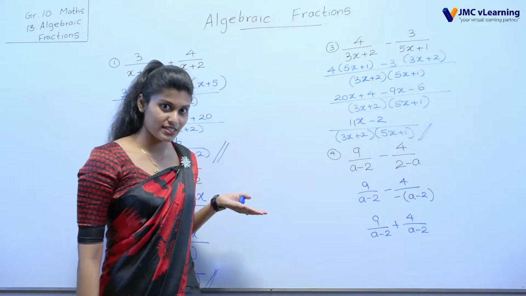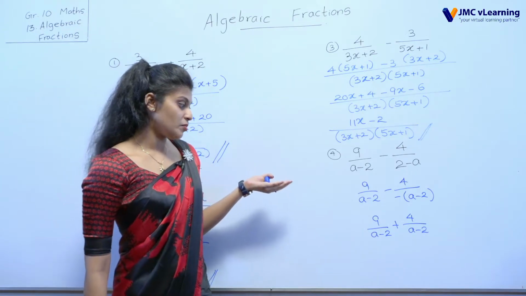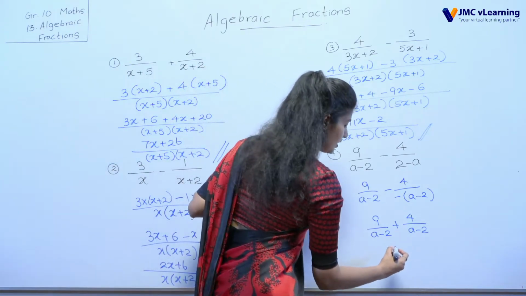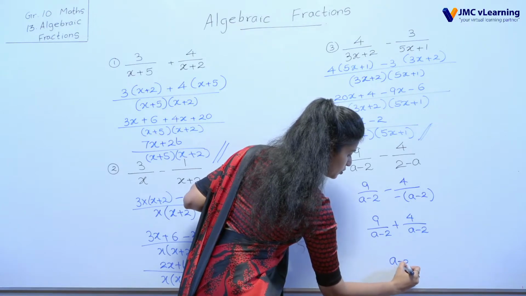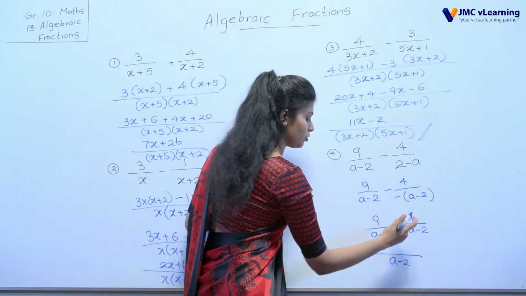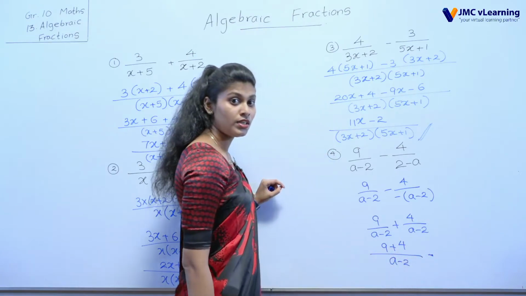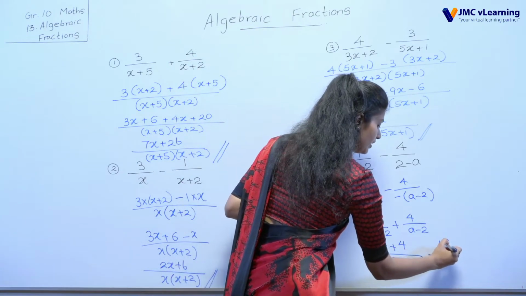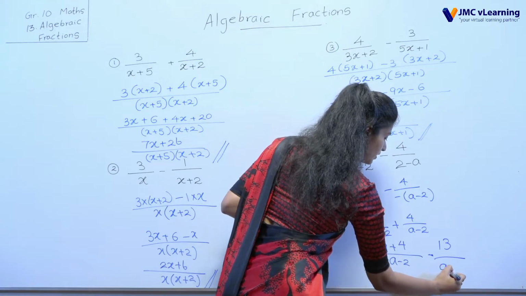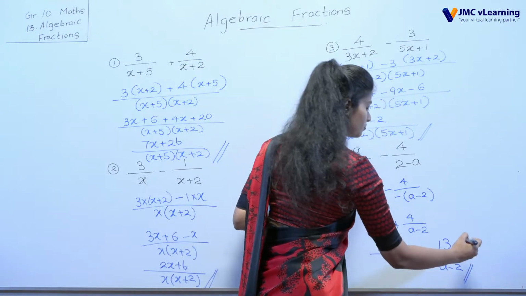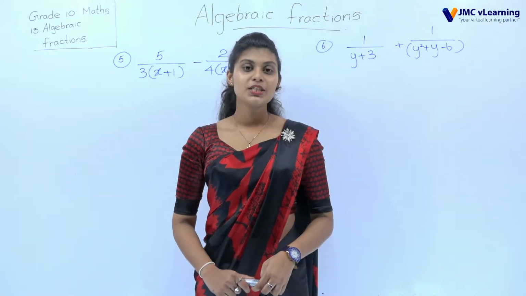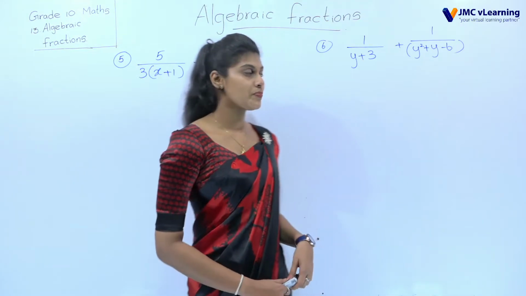Now denominators are equal to each other. Simply you can take the final answer. A minus 2, let's add the numerator. 9 plus 4 is equal to 13. Then final answer is 13 over a minus 2. Let's move to another example.